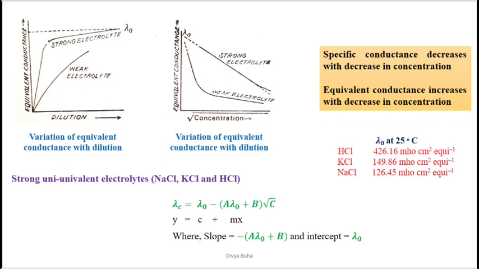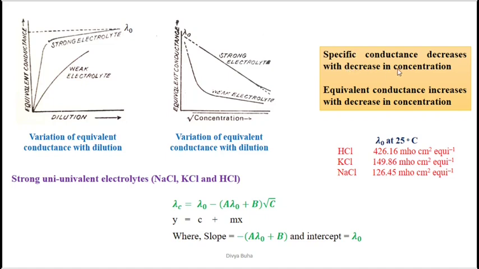But when the solutions are being diluted, the inter-ionic attraction, or you can say inter-ionic interaction, decreases, and due to this the migration speed of the ions increases, and when the migration speed of the ions increases, equivalent conductance increases. So this is the reason that equivalent conductance increases with the decrease in the concentration.